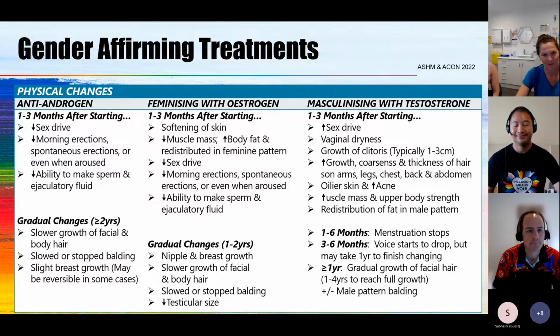Like I've had a patient that's had a 15-minute appointment, wants me to prescribe gender affirming treatment there and then, and I was like, oh, it's more complicated than that.